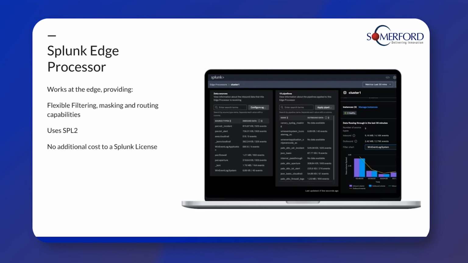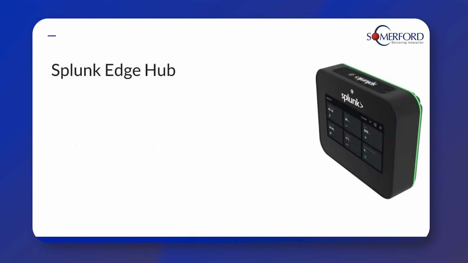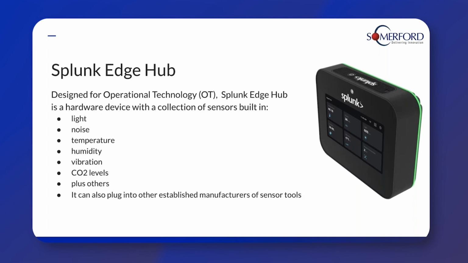Now, Splunk Edge Processor, not to be confused with Splunk Edge Hub, which is one of the new things that have been brought out, which is hardware. Splunk getting into the world of hardware now, and building this little device here that actually has a number of different sensors in it. So light, noise, temperature, humidity, vibration levels, CO2 levels, many others. It also can plug into other manufacturer sensors. So you've got this little box that has a number of different sensors in it, and you can imagine a lot of different use cases for this, really.